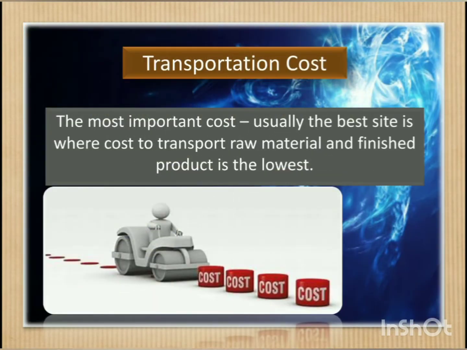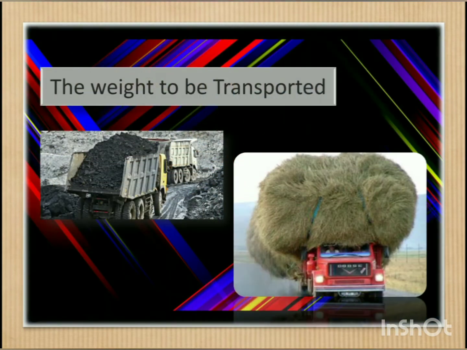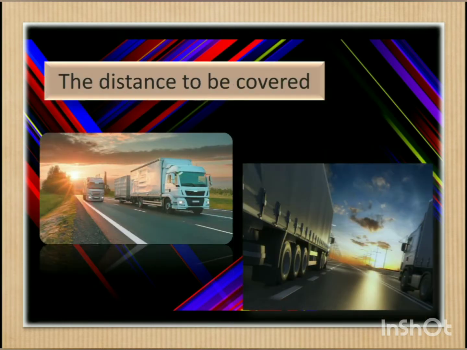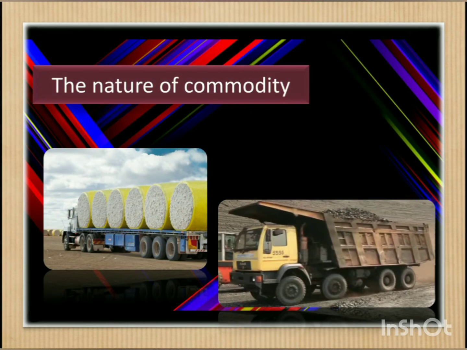First, we are going to discuss transportation cost. It is the cost to transport raw materials and finished product. According to this theory, usually the best site is where transportation cost is the lowest. And the transportation cost is influenced by 3 basic elements: the weight to be transported, the distance to be covered, and the nature of commodities.